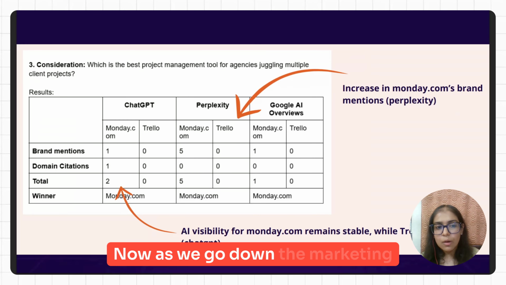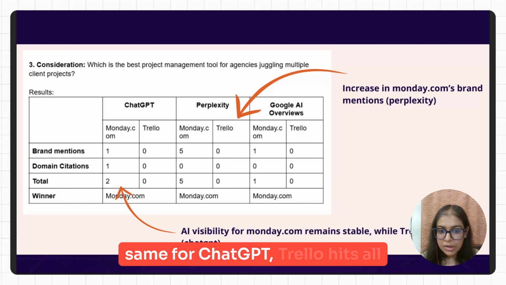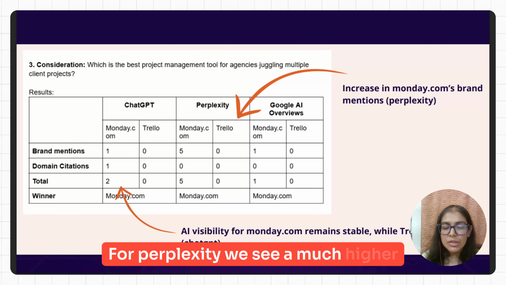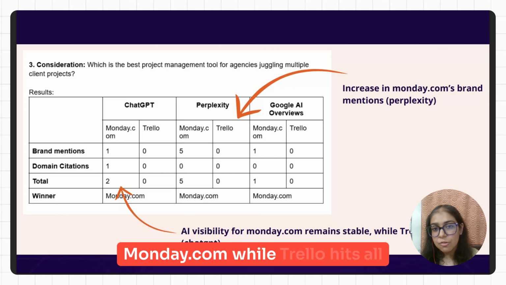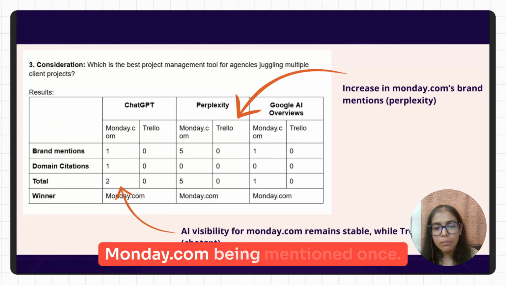Now, as we go down the marketing funnel, we see that while the AI visibility of Monday.com remains the same for ChatGPT, Trello hits all zero. For Perplexity, we see a much higher increase in brand mentions for Monday.com, while Trello hits all zero. For Google AI overviews, we see Monday.com being mentioned once.